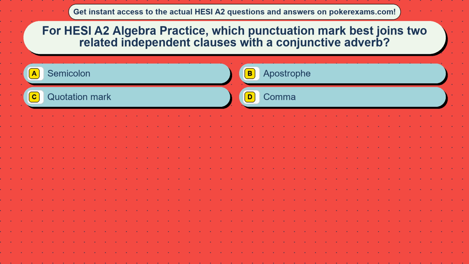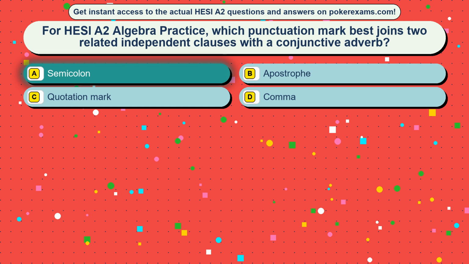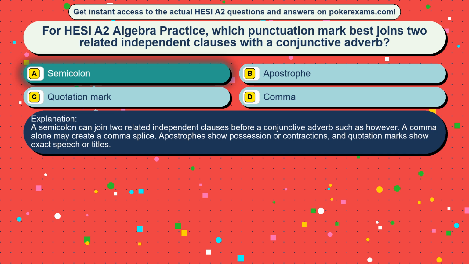Question 42. For HESI A2 algebra practice, which punctuation mark best joins two related independent clauses with a conjunctive adverb? Option A, semicolon. Option B, the apostrophe. Option C, quotation mark. Option D, comma. The correct answer is option A, semicolon. A semicolon can join two related independent clauses before a conjunctive adverb such as however. A comma alone may create a comma splice. Apostrophes show possession or contractions, and quotation marks show exact speech or titles.